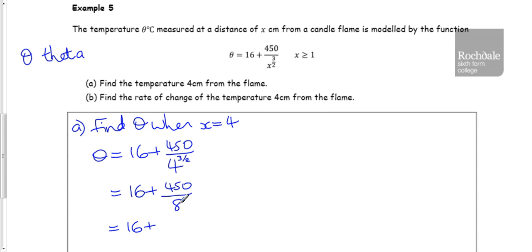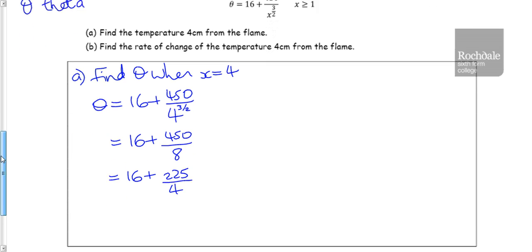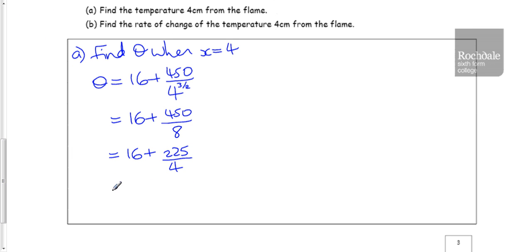Now 450 divided by 8, top and bottom of that fraction are both even. So I can write down an equivalent fraction to 450 over 8, and that would be 225 over 4. I divide the top and bottom by 2, and that won't change the value of the fraction. Now, 16 plus 225 over 4, I'm going to write them with a common denominator. So 16 is simply 64 over 4. And now they have a common denominator, I can add them together.